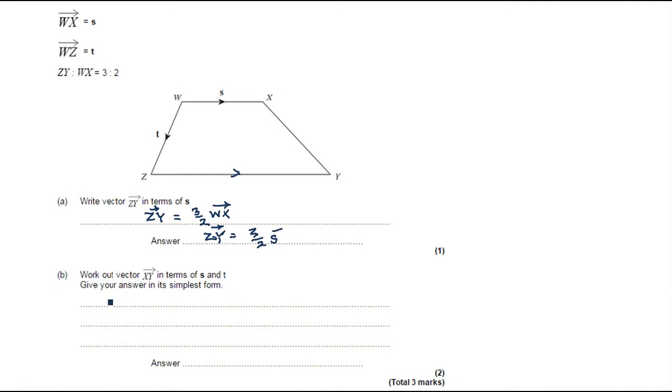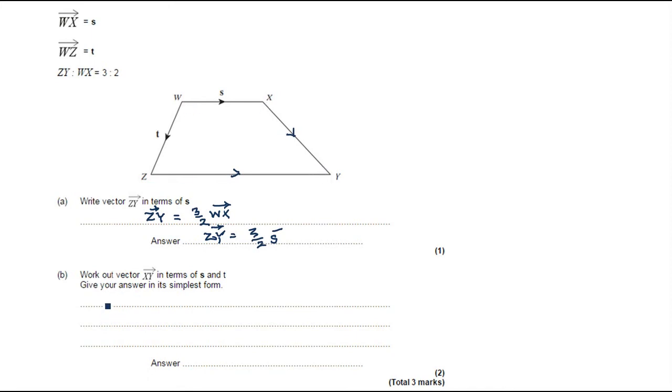So for part B, which is worth 2 marks, we have to work out vector XY in terms of S and T. So let's have a look at that. So XY is this length along here. So again, we need to just draw a vector on. And we need to give our answer in its simplest form. So how are we going to do that? Well, we can't go in this direction because that's what we're trying to find. So the only way is to go around these 3 sides here. So 1, 2, 3. So we're going to go in this direction.